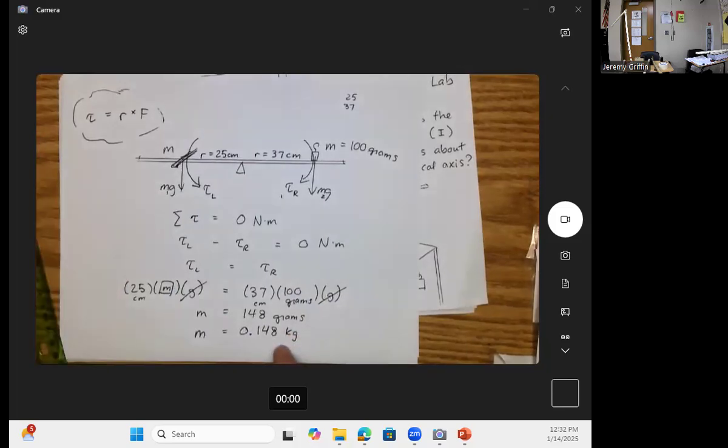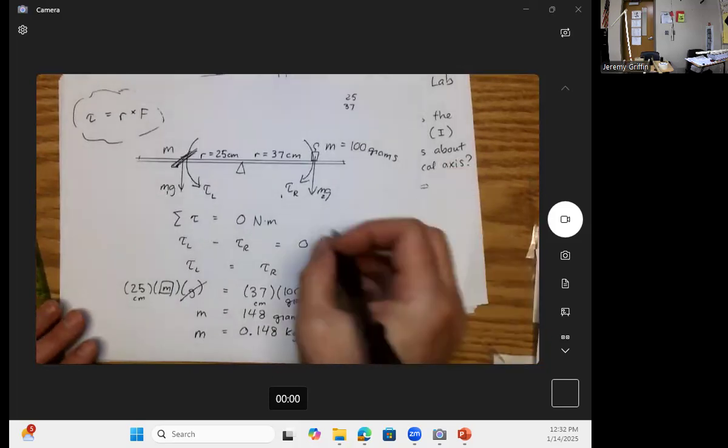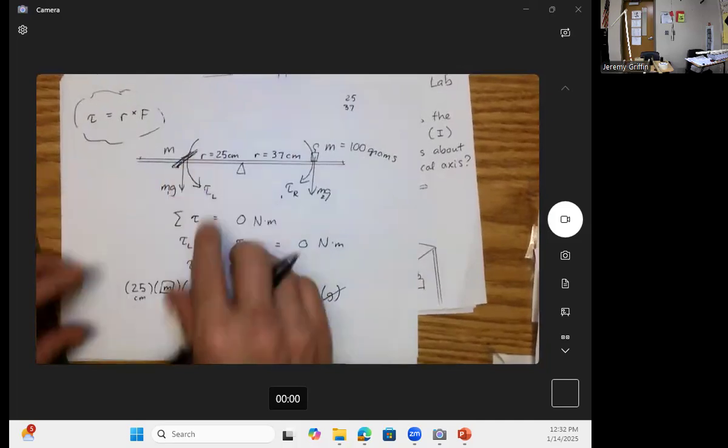Okay. I tried this before school. I think I got 140 something. The smallest number I got today was 137, and the biggest number I got was 150. Yeah, so this is right in that window. This is what I've been getting all day today. It's the same method. Okay. Plus or minus a few grams. Okay. All right.